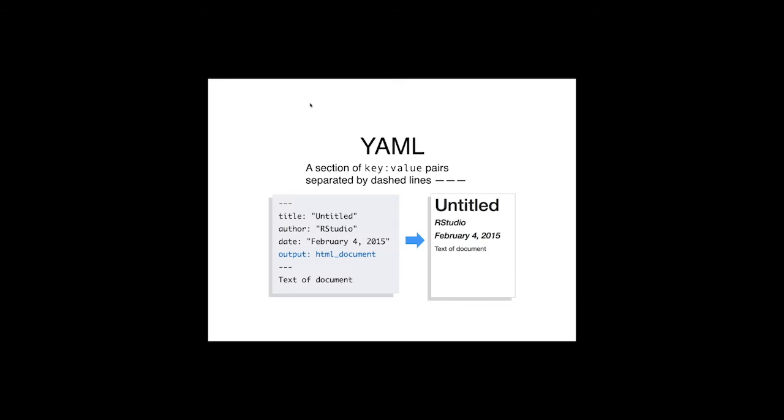So if we had something like this in the YAML header, title is untitled, author is our studio, date is the date today, and here is our output. In this case, we're going to make an HTML document, so a web document. When we ask R Markdown to knit this, it will take this information and automatically format it and convert it into a header part of our document that looks something like that. The text goes down below, and if you want, you can put another header here, and we can look at our R Markdown cheat sheet to figure out exactly what we want everything else to look like. But this YAML contains special information.